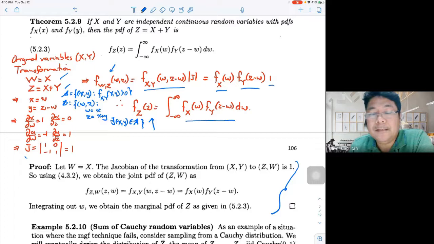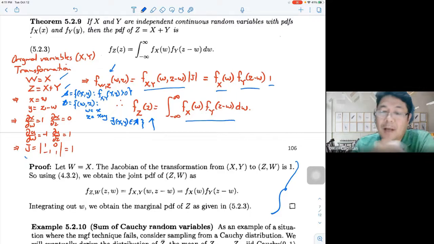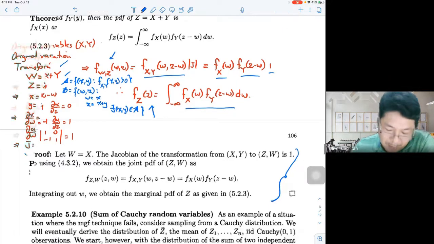Okay? So if we have independent, continuous random variables, and then if we're going to determine the distribution of the sum of these two independent, continuous random variables, then we're going to use theorem 5.2.9. Okay, let's have an example to illustrate this theorem.